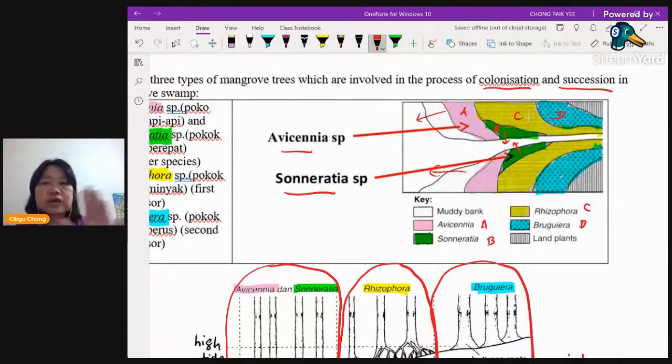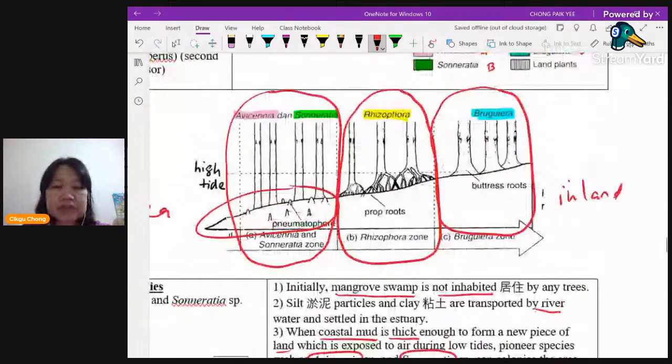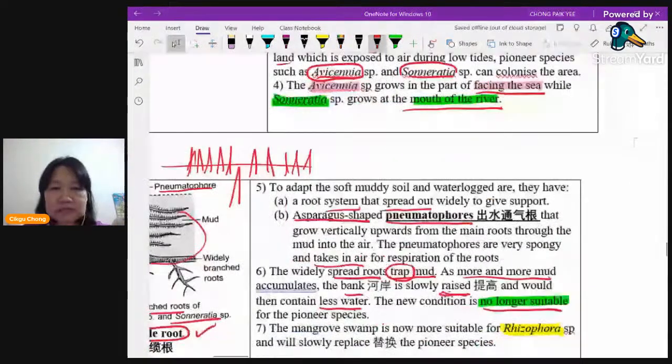So you have to memorize the zonation because you have seen it in questions before. They ask you A, B, C, D, which one is which one. So memorize Avicennia, Sonneratia, Rhizophora, Bruguiera. If you keep on memorizing now, it won't be a problem at exam time. Whatever you learn, start to memorize it now. Don't wait for exams.